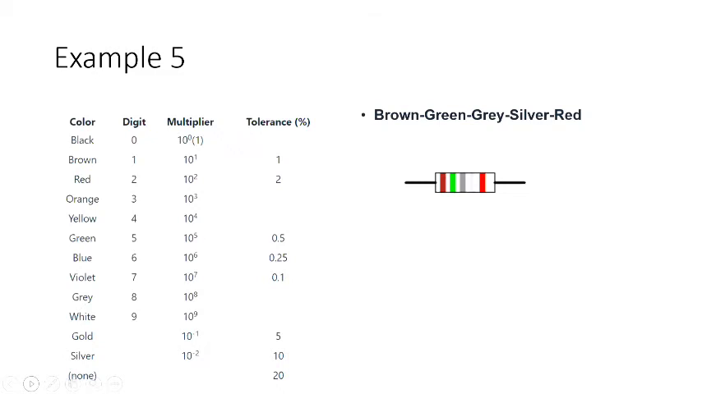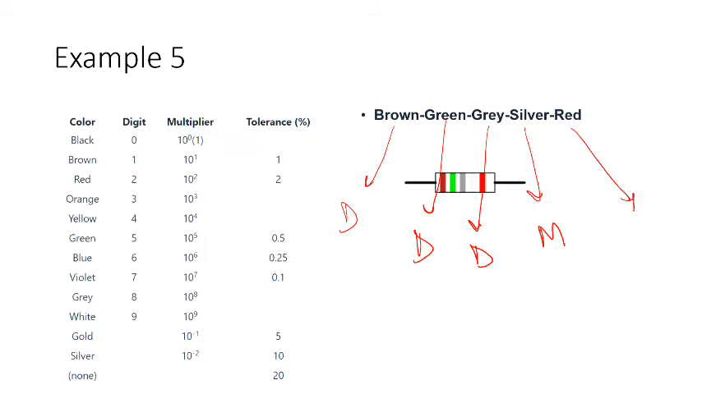Proceeding further to another example, this is again an example of a 5-band resistor. I would request you to just pause this video for a few seconds and try it for yourself. Then I'll be telling the solution of it. Again, we'll be requiring 3 digits, a multiplier and a tolerance.